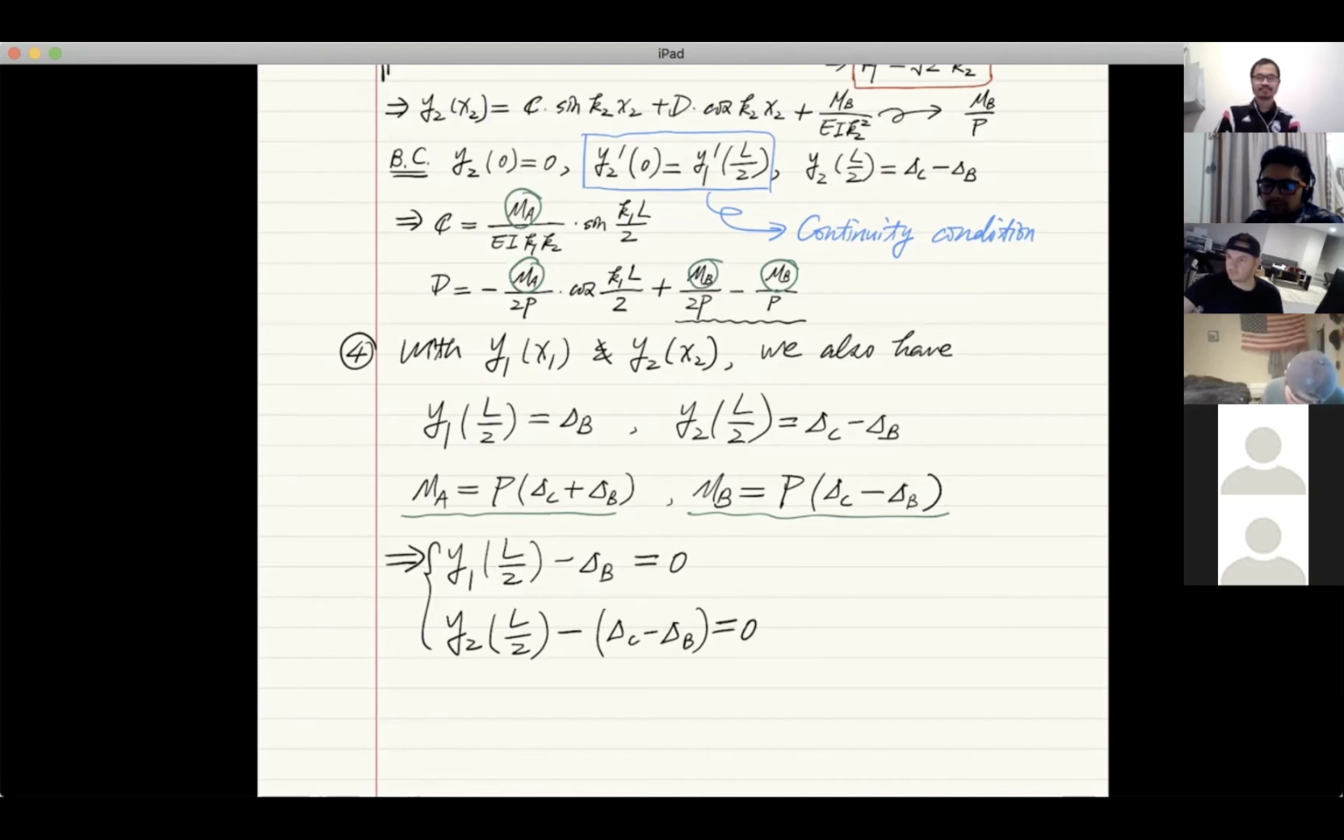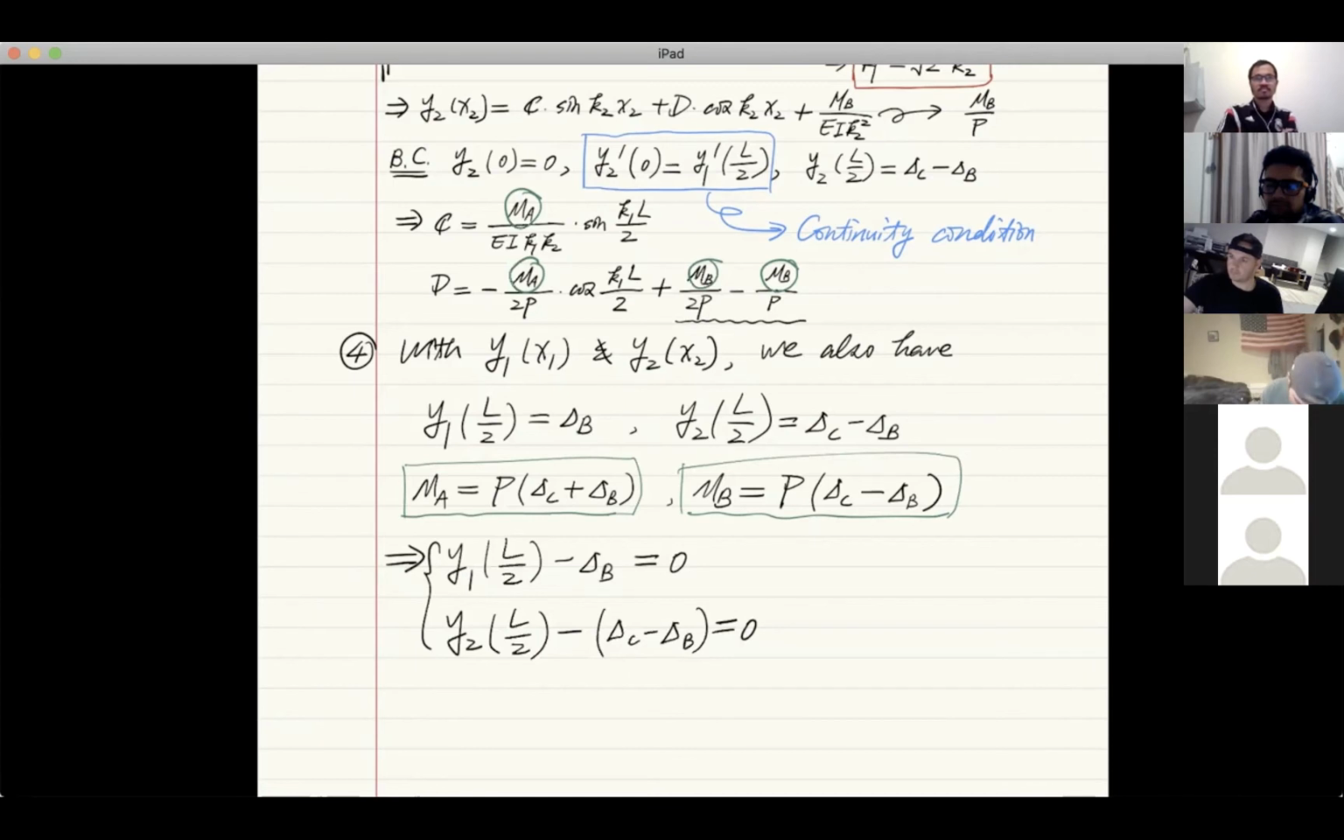Once we do it, we're going to have two expressions, and they're all in terms of delta B and delta C. Correct? They'll only be depending on delta B and delta C. There's no more MA and B because of the substitutions of these two. Once you plug this into y1 and y2 expression, there's no more MA and B. Everything is in terms of delta B, delta C.